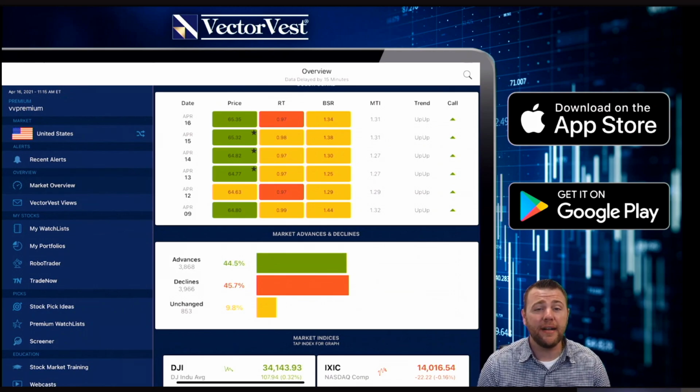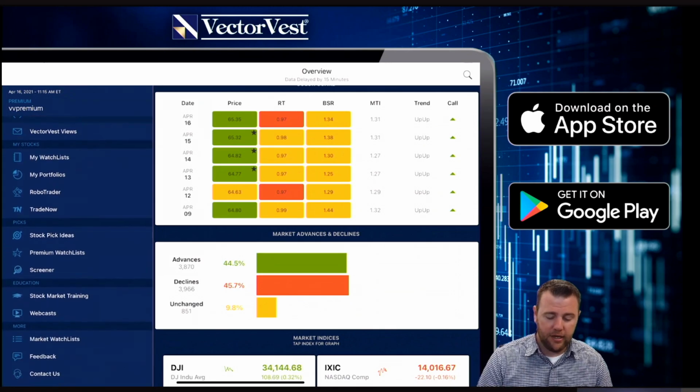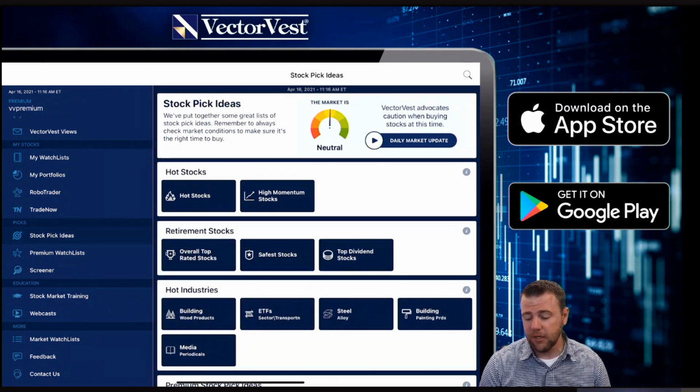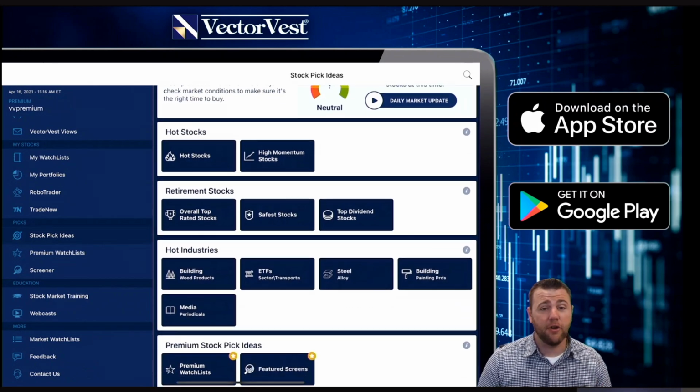Well, where do we go to find stocks that we're interested in getting into? Interestingly enough, we have a whole section in the app called Picks, designed to help you find stocks that you should be looking at to consider getting into. Let's go ahead and take a look at the stock pick ideas, broken down into categories to make it easier to find stocks that I'm interested in. Hot stocks, if you're an aggressive trader such as myself, if you like momentum stocks, hot stocks is going to be the best place for you.